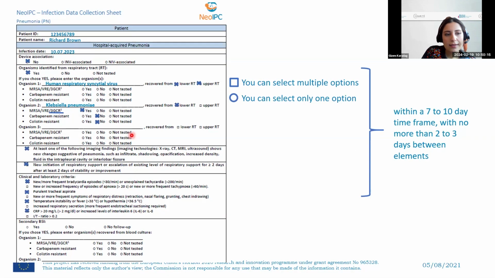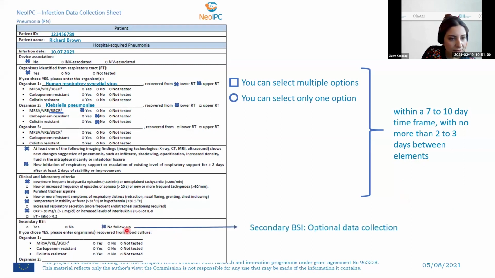Another important point to highlight is what we are expecting. These are basically the definition criteria of pneumonia. So it's expected that these events happen in a timely relationship in order to form an infection, not in a broad period of time. We didn't define an exact day or exact period, but it's expected these events happen within a maximum of 7 to 10 days, with no more than 2 to 3 days between these elements.